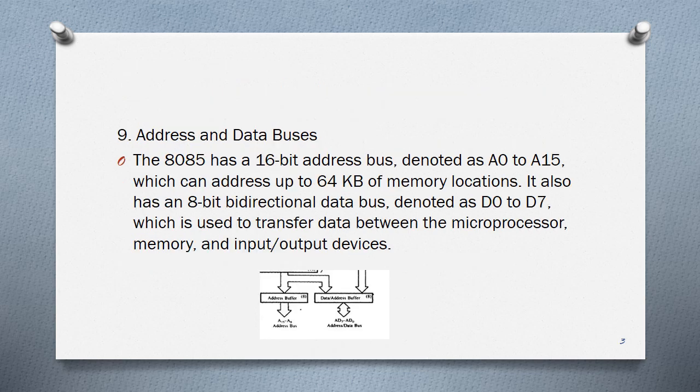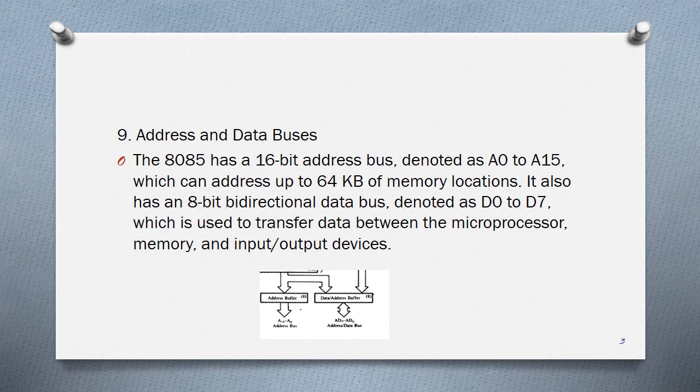And the address and the data bus: the processor 8085 has got 16 address lines and 8 data lines. These 16 address lines are termed A0 to A15, whereas the data lines are termed D0 to D7. So these data and address lines are multiplexed together. In another way, I can say the data lines and the lower address lines are multiplexed together and they are termed AD0 to AD7, as you can see in the diagram.